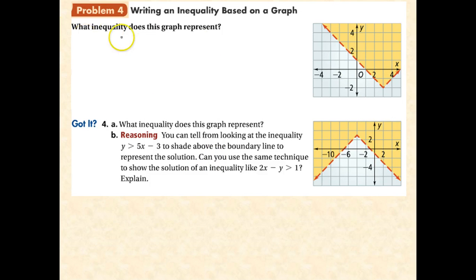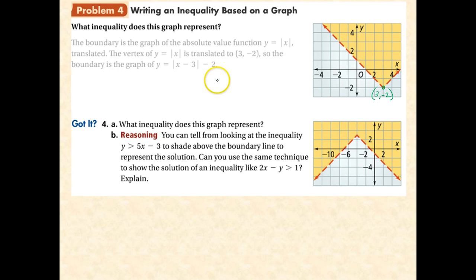So what inequality does this graph represent? Well, the vertex is 1, 2, 3, negative 2. And it goes up like normal, and it's up 1 over 1, so the slope is 1, so that means that our a value is going to be 1. It's basically just a transformation of y equals absolute value of x. The vertex is translated to 3, negative 2. So 3 to the right is x minus 3. Down 2 is minus 2 on the end. And our slope is normal. It's just 1. So 1 in front gives you this.